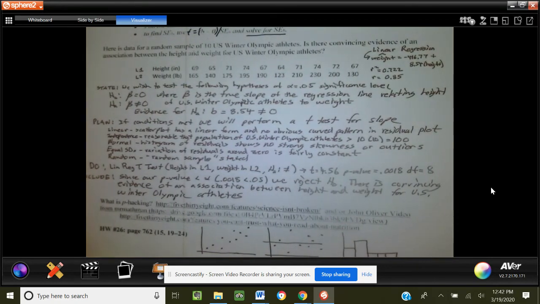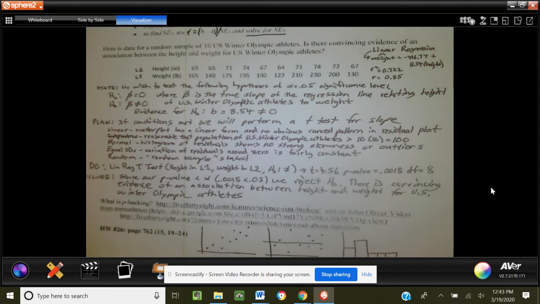Defining beta, it's the true slope of the regression line relating height to weight, or you could say the slope of the true regression line. That works too. Evidence for HA, if you see from our regression that we did in the calculator, the slope is 8.54, which is not zero. So we do have evidence for HA. If conditions are met, this is a t-test for slope.